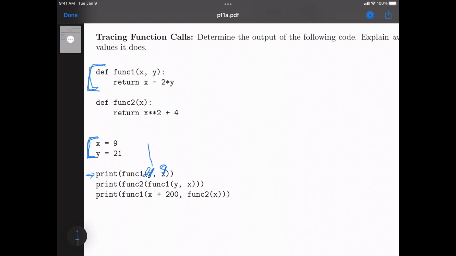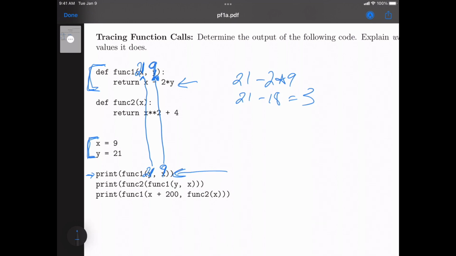So when we call function 1, remember, parameters are passed by position. So this 21 gets placed into the x, and the 9 is placed into the y. It doesn't matter that they're both called x and y. There's no matching by names in this case. It's all by position. So that means the x is a 21 and the y is a 9. So this line of code right here is 21 minus 2 times 9, or 21 minus 18, which is equal to 3. So the first line will simply print 3.